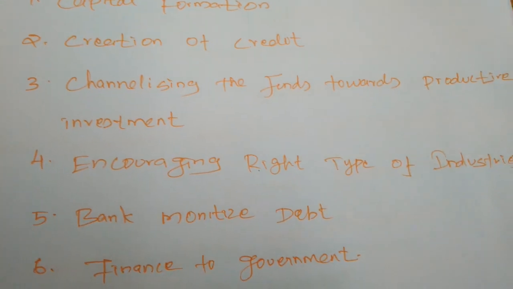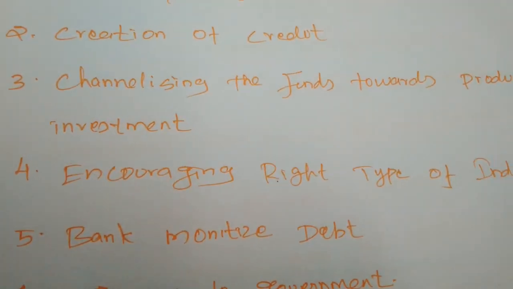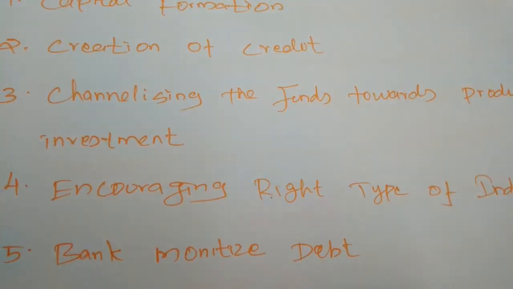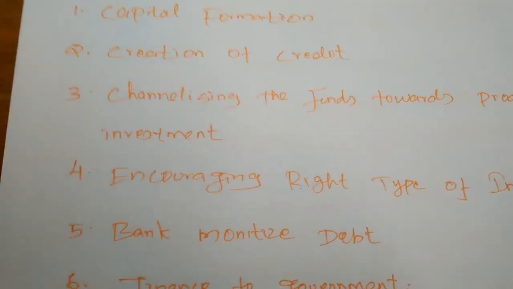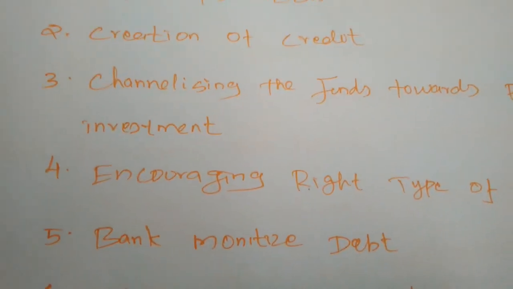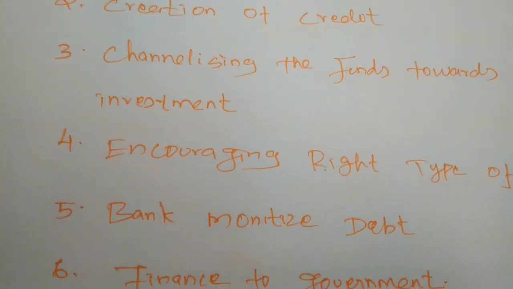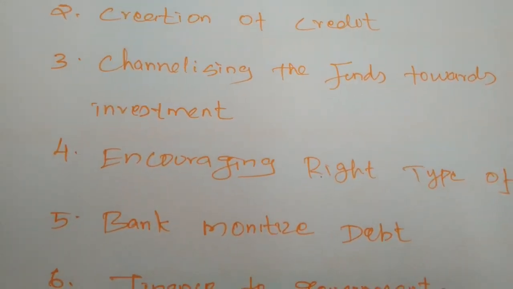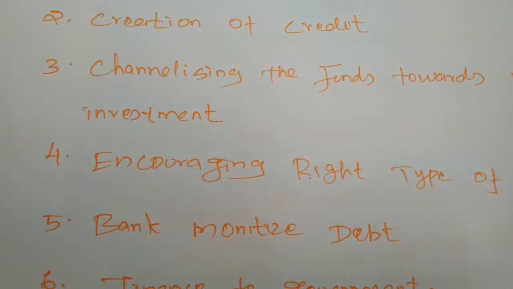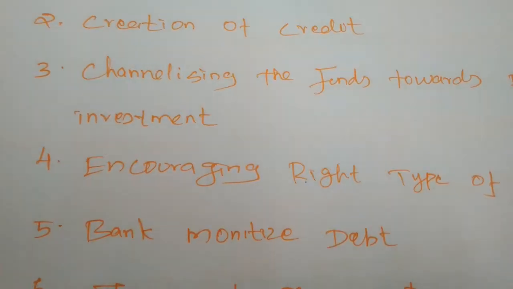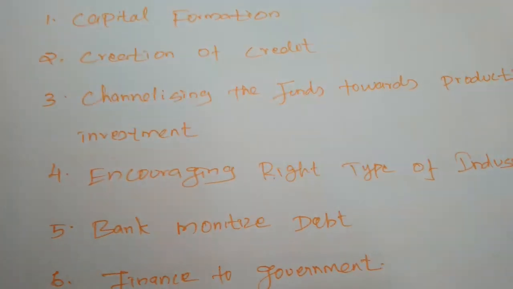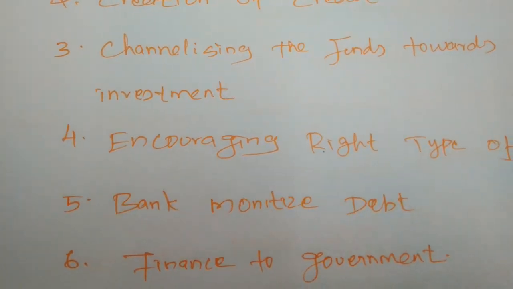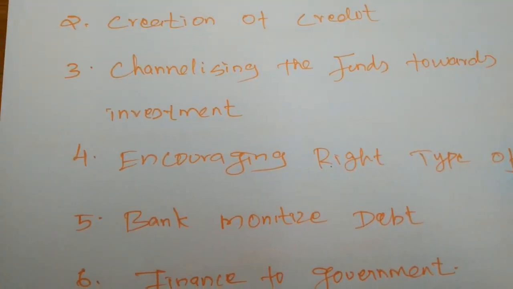Next, channelizing the funds towards productive investment. So the banks invest the savings mobilized by them for productive purposes. Wherever the required amount is needed to increase the productive capacity, the banks will give more funds. So pooled savings should be allocated to various sectors of the economy with a view to increase productivity, and so economic development will be possible.